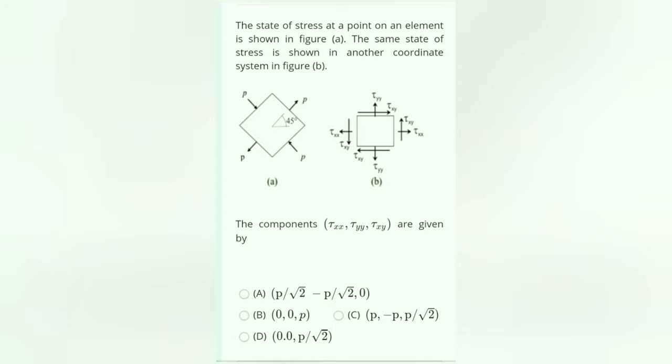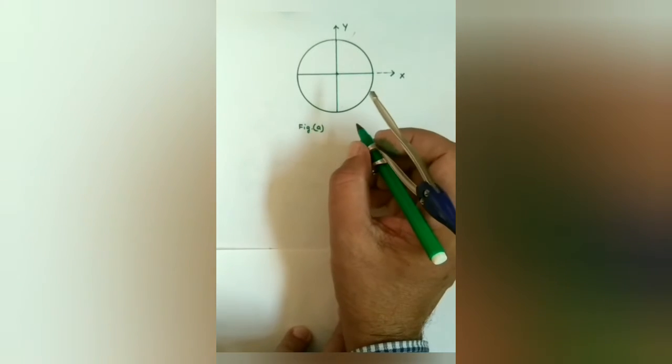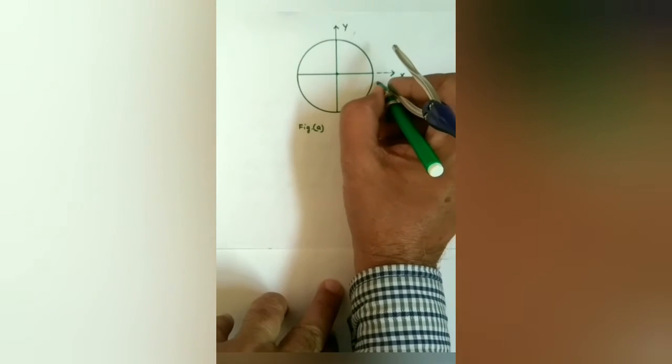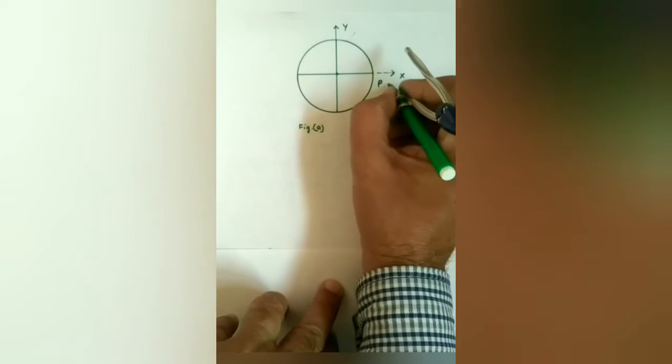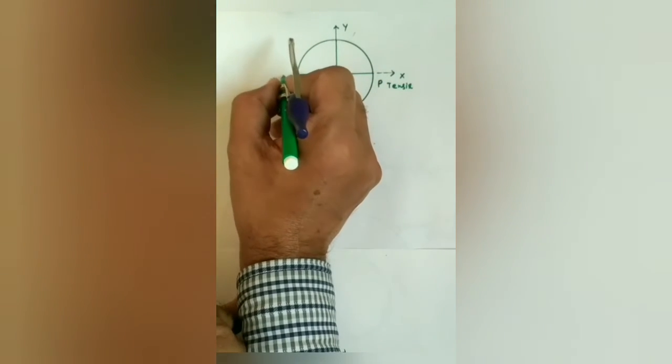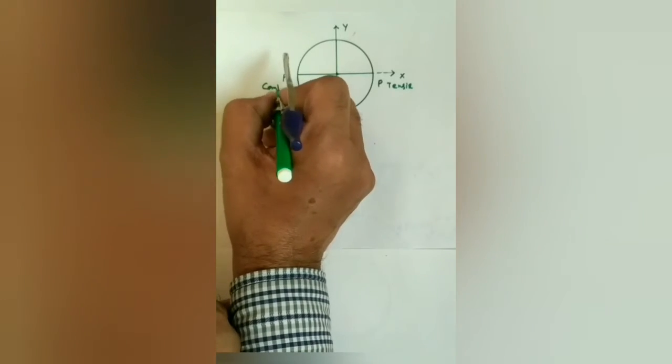The state of stress at a point on an element is shown in figure A. The same state of stress is shown in another coordinate system in figure B. The components tau xx, tau yy, tau xy are given by, so it's a problem of rotation of the plane. Mohr circle for the stressed element shown in figure A. This point represents the stress P, which is tensile, and in opposite negative direction this point represents P, compressive.